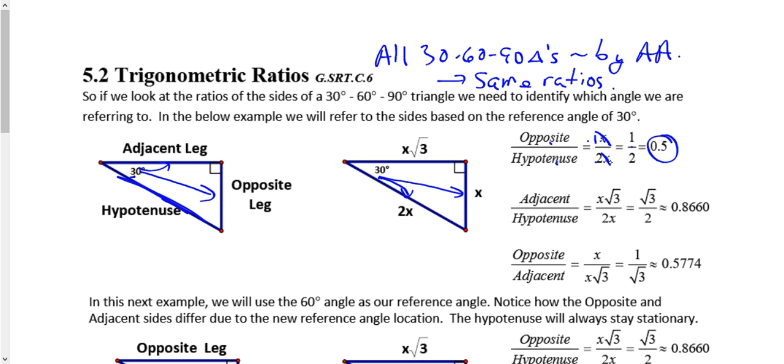Let's say x is 5. What's 1 times 5? 5. What's 2 times 5? 10. 5 over 10 reduces to what? 1/2, because the 5's cancel.